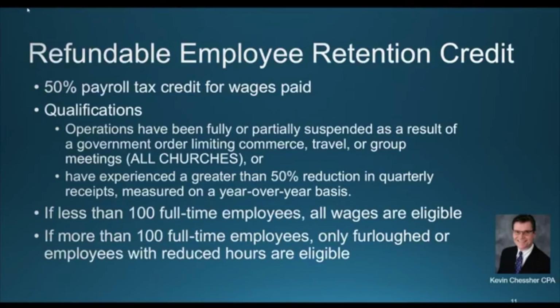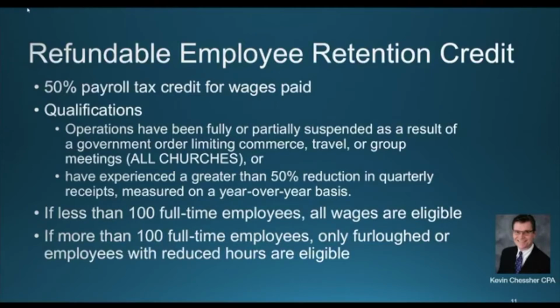Now, we're in Texas, and right now we're under a restriction not to have meetings of 10 people or more. And I presume that same limit is mandatory in all other states or is similar. So we believe that churches automatically are going to meet that qualification. Now, if you don't, there's one other potential qualification. That is that you've experienced a greater than 50% reduction in quarterly receipts measured on a year-over-year basis.